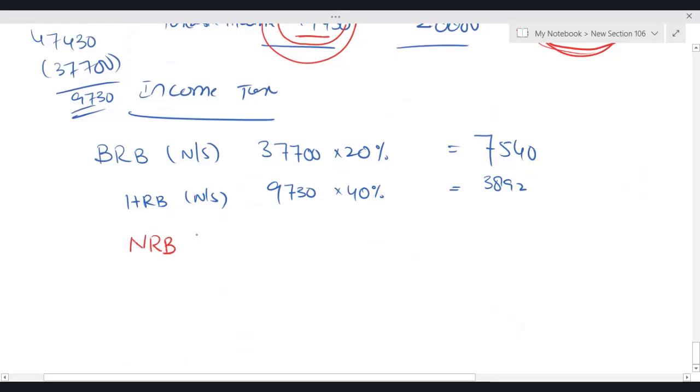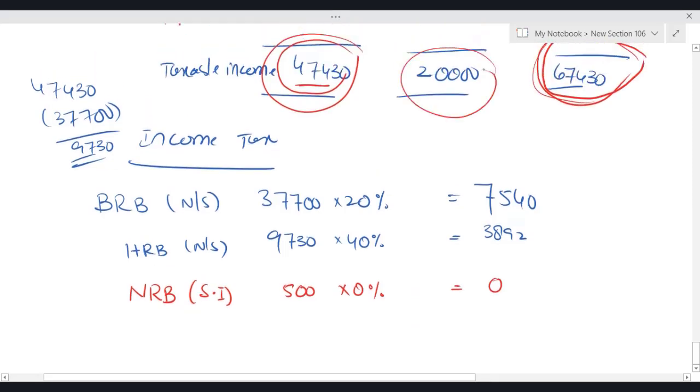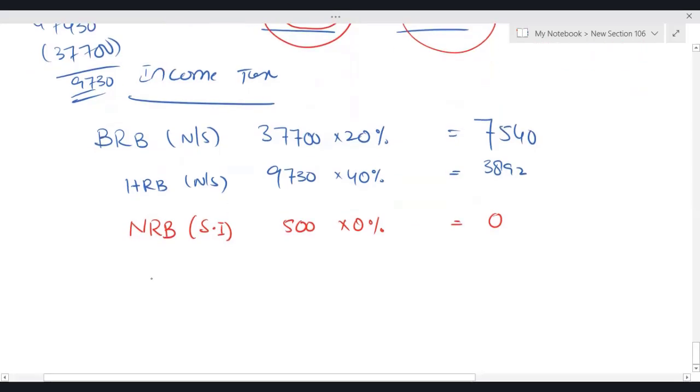Nil rate band, saving income, only 500. Because this individual is a higher rate taxpayer. So out of this 20,000, 500 actually falls in nil rate band, and the remaining 19,500 actually falls in high rate band, because basic rate band is already utilized. But high rate band, there's too much space left in high rate band.